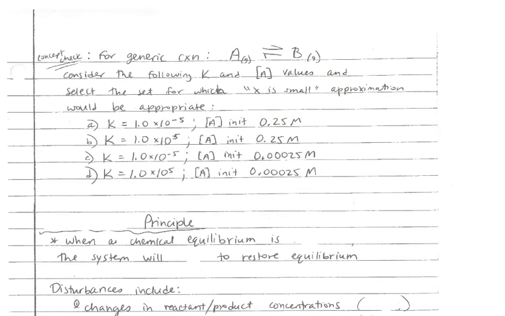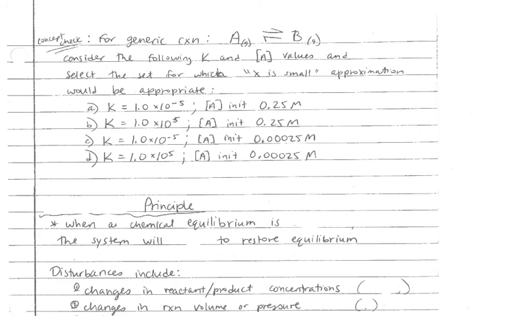page 13. This is a quick concept check question. All right, so for a generic reaction, A reacts to form B. Consider the following K and concentration of A values, and then select which one the x is small approximation would be appropriate for. Okay, so remember, we can use the x is small approximation when K is very small and A is relatively large, generally a difference of 1,000. So A needs to be 1,000-fold greater than K.